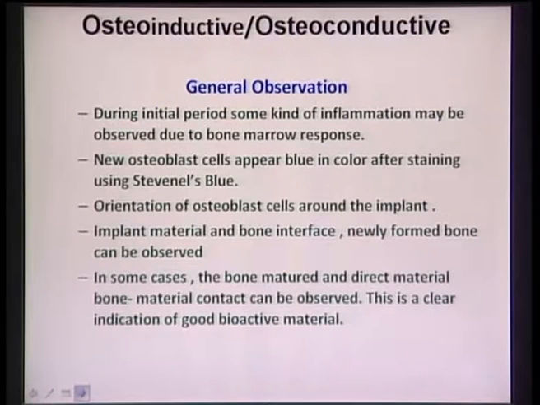Now, a general observation, as many people have reported in the literature, is that during the initial period, let's say after the first 1 week, some kind of inflammation may be observed, and that is due to the bone marrow response.